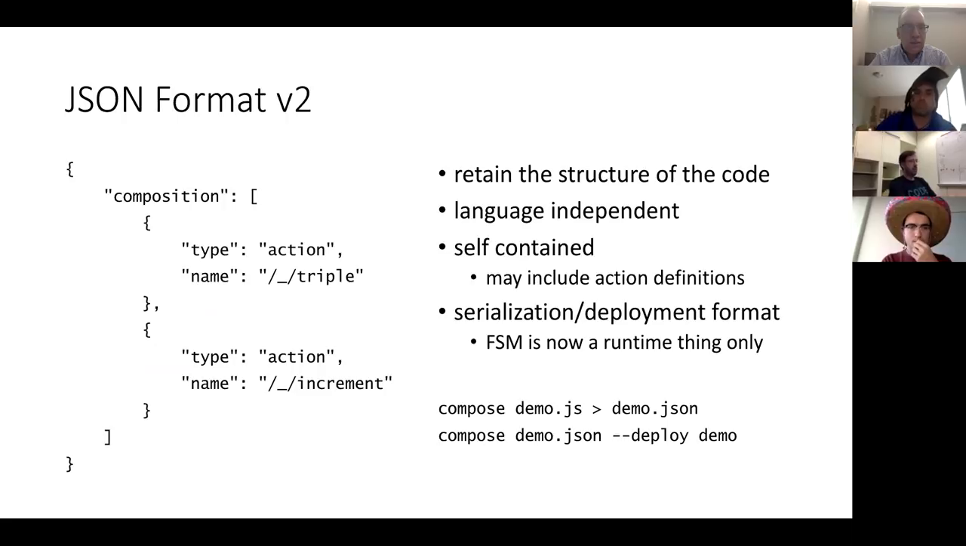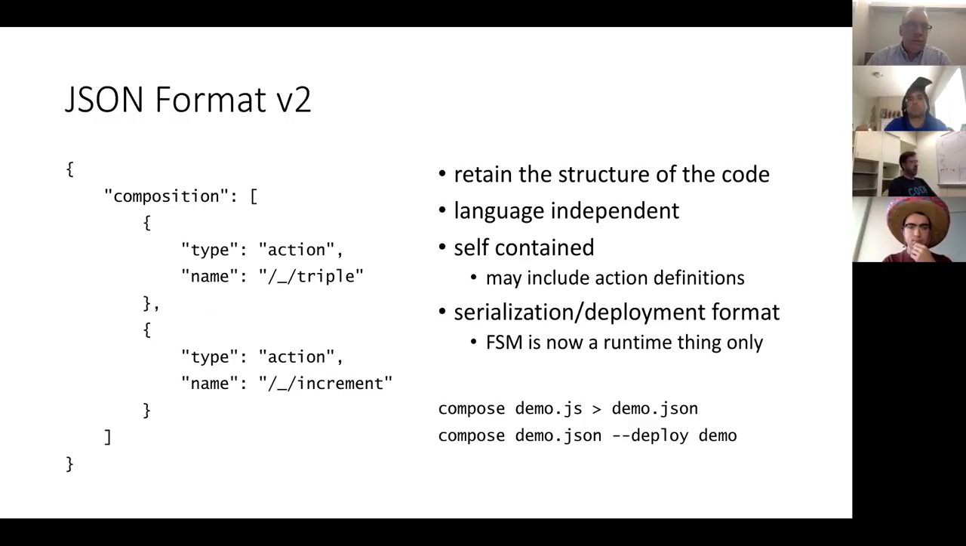It's completely language independent. So you could have the same thing coming from Python, for instance, if you wanted to. It's self-contained, meaning in this format you can define a composition, but I could also add the definition of the triple action if I wanted to. So I can define complete self-contained applications using this format, and it's a serialization deployment format, meaning the FSM is now just a runtime thing you don't care about.